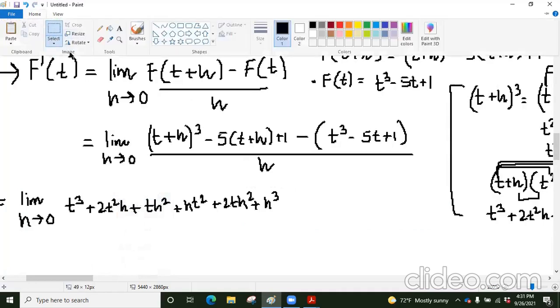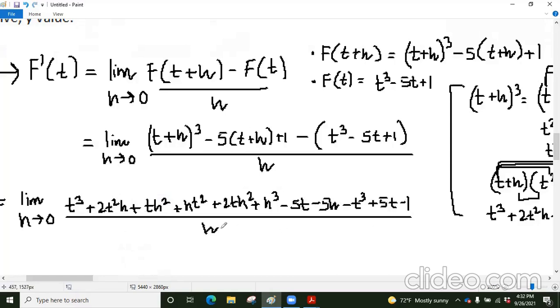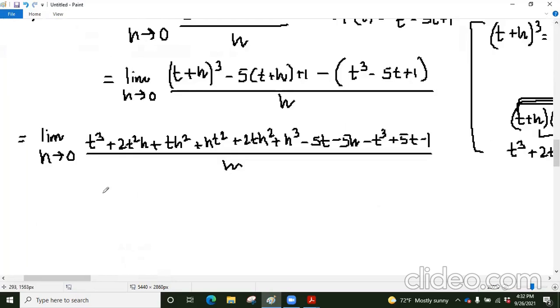And we would obviously also want to move on and distribute -5. So -5t minus 5h, and then minus t cubed plus 5t minus 1. And this would all be over h. And you'll actually notice that the -5t's cancel out. And then you're looking around for anything that could also cancel out.